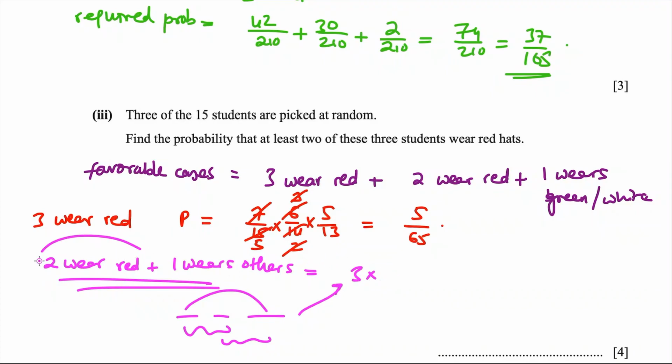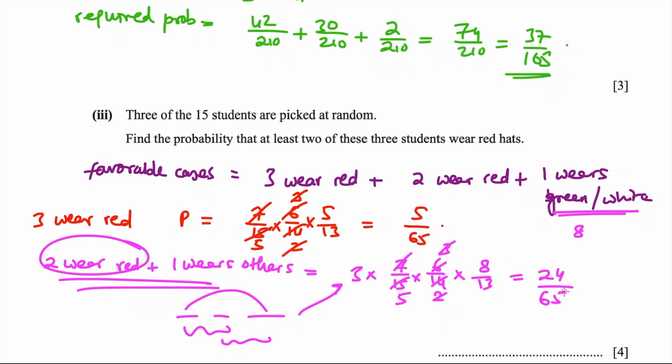Into, now 2 people wear red. And what is the probability? 7 by 15 into 6 by 14. And the other person can wear either green or white. So he has 8 choices. So out of the 13, I have 8 people who wear either green or white, and so I'll pick 8. Okay, so this 7 again goes in this 2 times, and this will go in this 3 times. So 3 into 8, or this 3 will go in this 5 times. So 3 into 8 is 24 by 65.